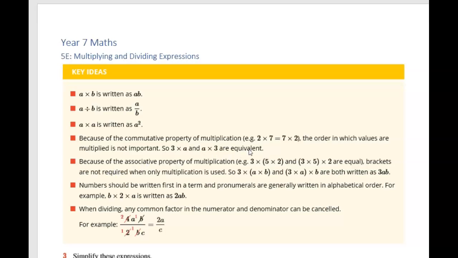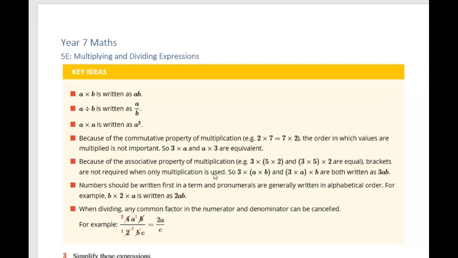So this is what the 4th point means. 2 times 7 is the same as 7 times 2. So when we multiply, it doesn't matter whether we write 3A or A3. But we tend to write the number before the pronumeral. So very rarely you would see A3. We'd write that as 3A. Okay, so when you're multiplying, even if you multiplied A times 3, we usually write the answer as 3A, not A3.